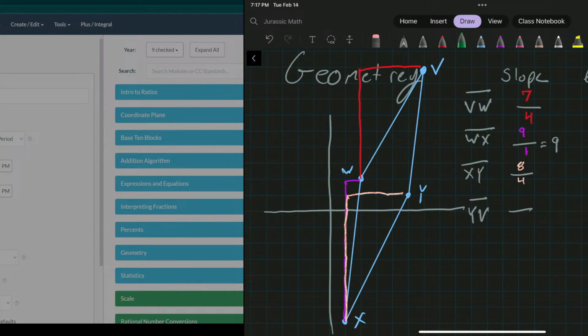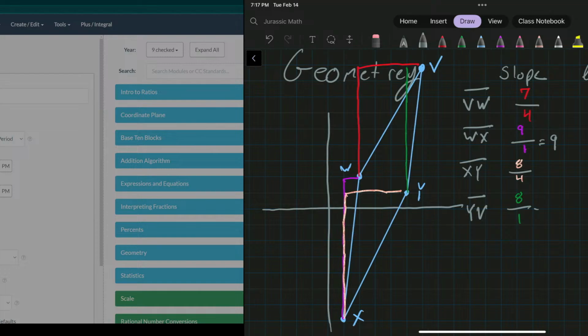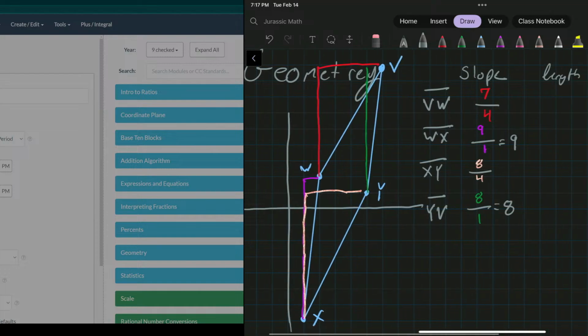And finally, the last one is positive still. 1, 2, 3, 4, 5, 6, 7, 8. Over 1. Which is 8. Now, there are all our slopes.